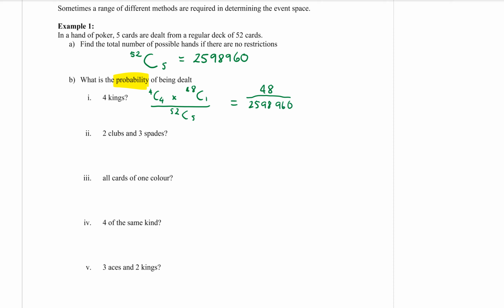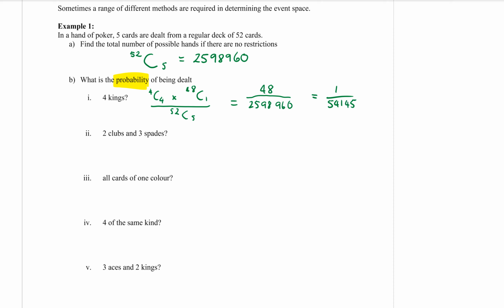Very small chance of getting four kings. I actually worked these out as percentages as well, and it was a 0.0018% chance. Simplify it all the way down. Does that simplify? Yeah, we should simplify it. What does it simplify to? 1/54145.